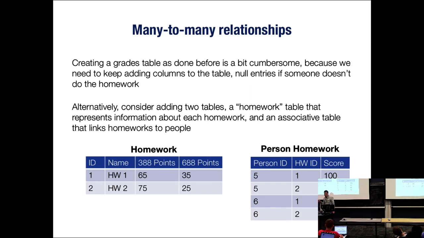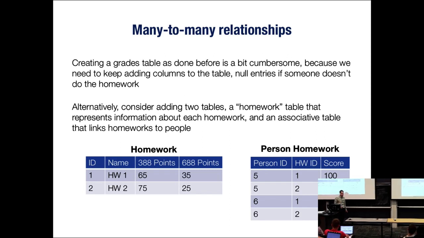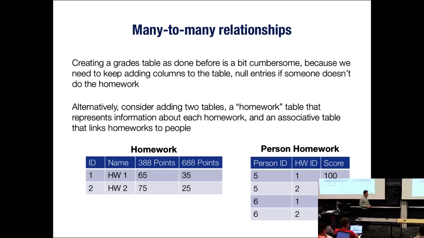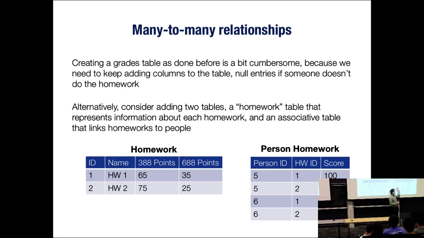Okay? So the way you actually represent that relationship is you build an additional table that's called an associative table, sometimes a cross-reference table too. And with this table, this is what I'm calling the person homework table here. And it's going to have two IDs. It's going to have a person ID and a homework ID. These are going to be foreign keys that point to an entry in the person table or an entry in the homework table. And then they're going to have a score associated with that.